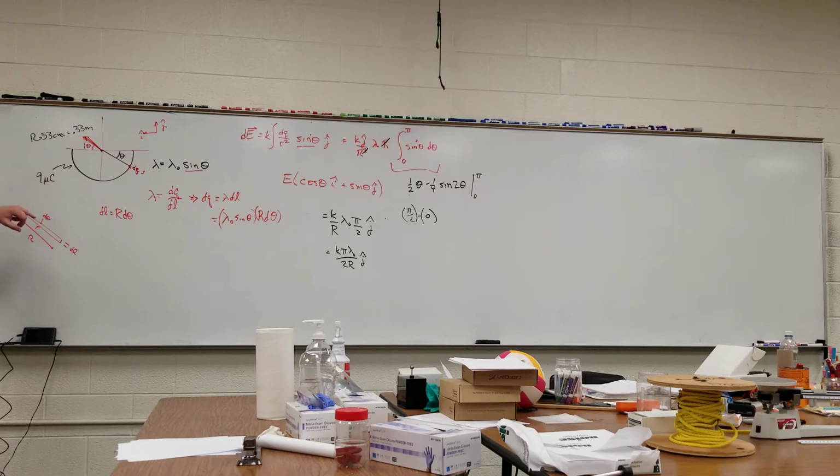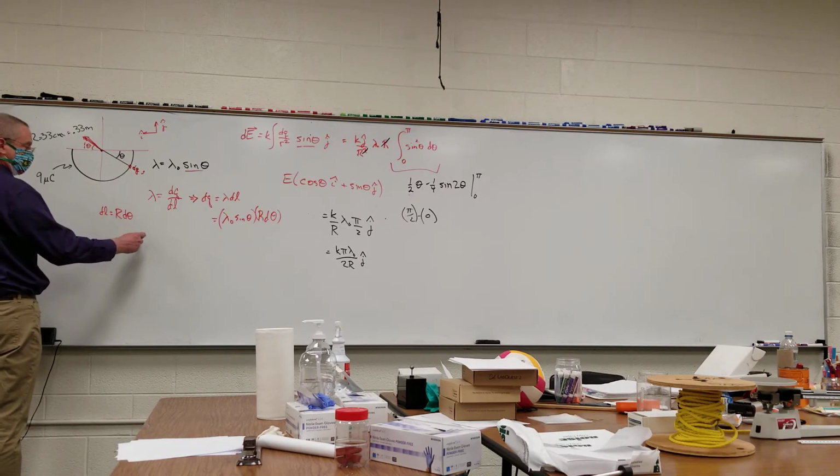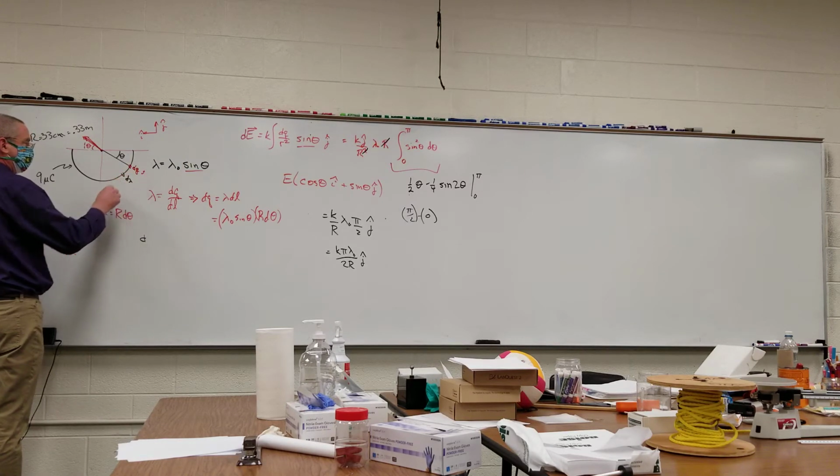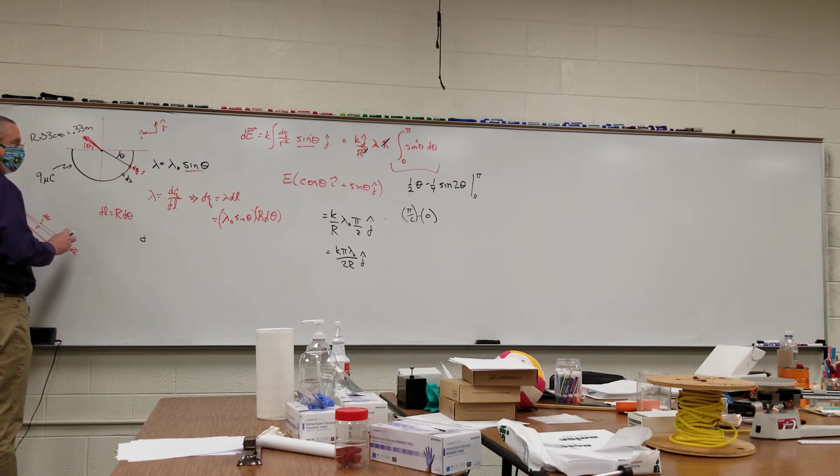They gave us R. K we know, pi and 2 are just numbers, and then the lambda sub naught we would find, because I know the total charge is 9 microcoulombs. So we can find the lambda sub naught, because if I have some charge here, d lambda. Is that the approach I want?